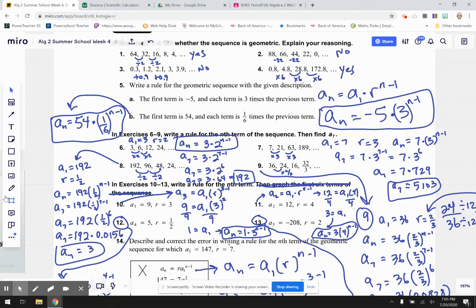Okay, so that's how you use the formula. The a1 goes first, the r goes second, and then n minus 1, the n is from what term you wanted. All right, now it says write a rule. They're going to just give you 4 geometric sequences, and they want you to write a rule for each one. So on each one, I need to know what a1 is and what r is. That's what I need on each one.